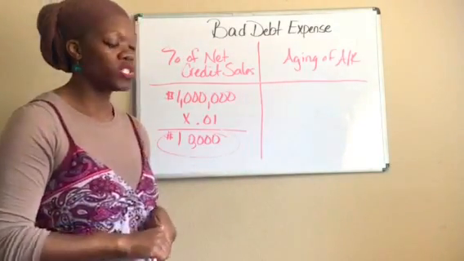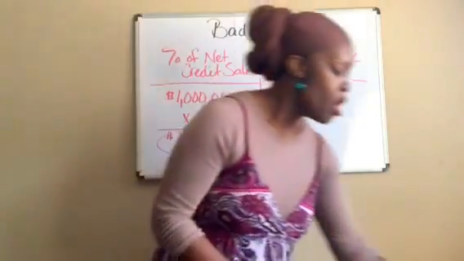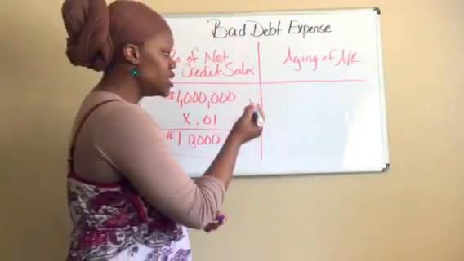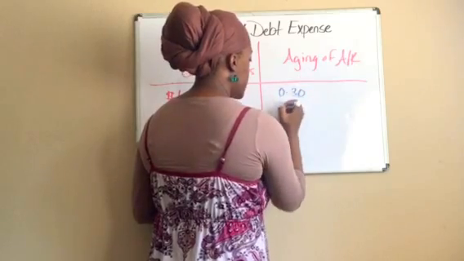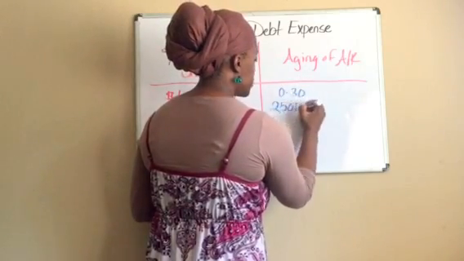All right, so this is going to be the amount that we put into our journal entry. We're done. That's it. The percentage of net credit sales is the easier method. However, now if we go over to the aging of accounts receivable method, what will usually happen is they'll give you a range.